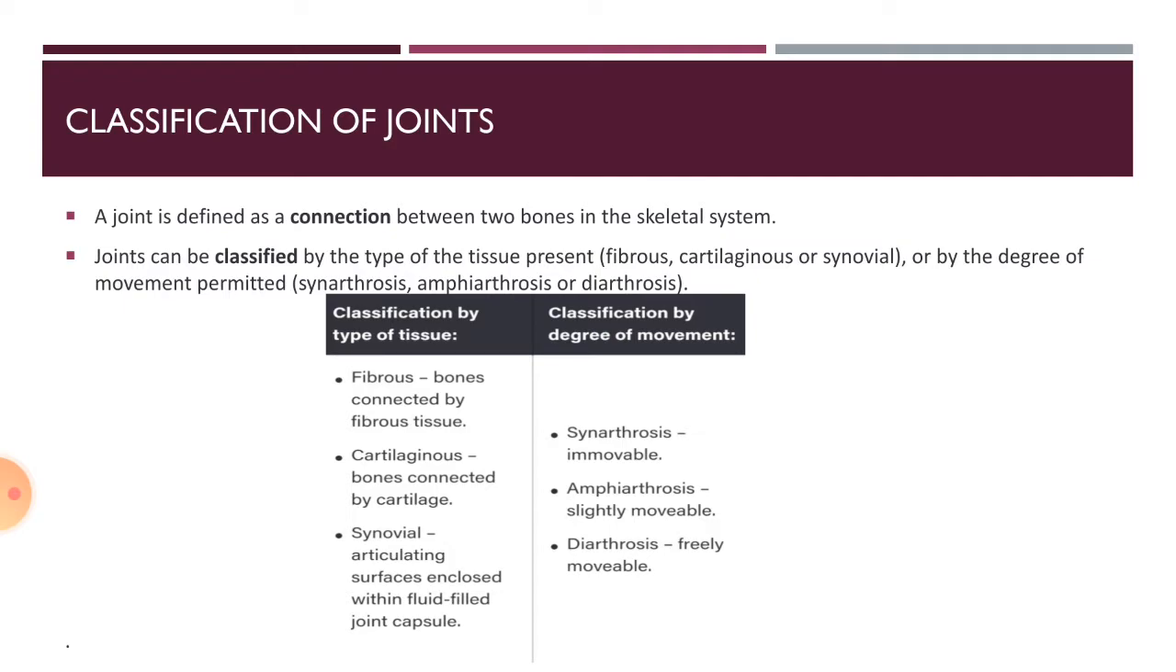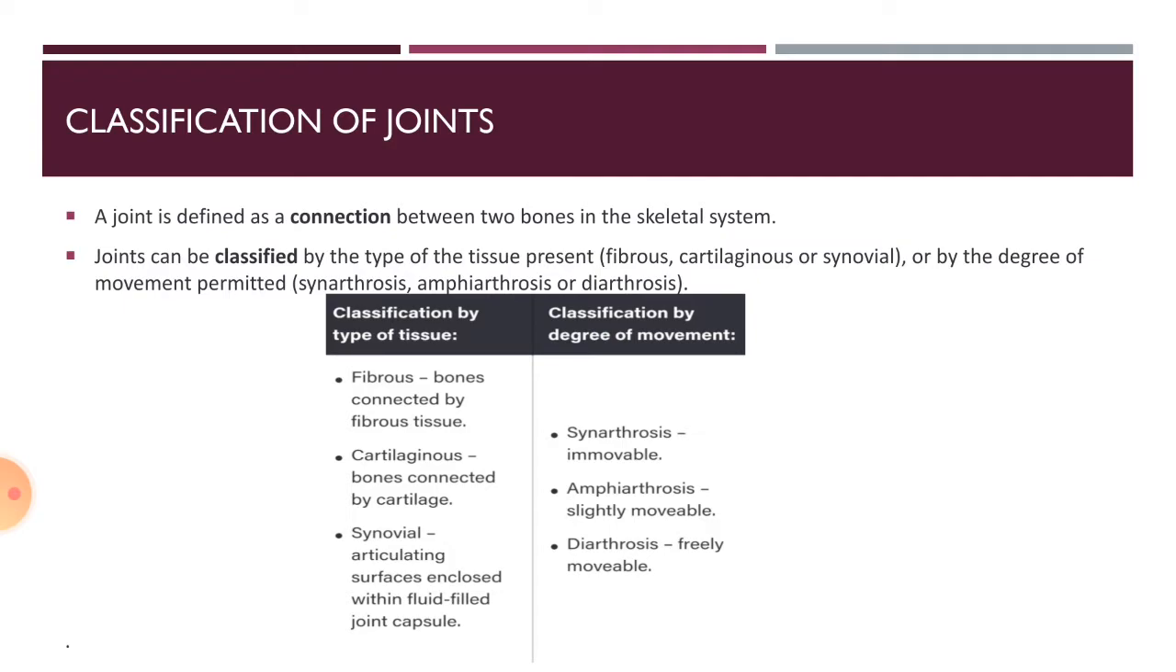First of all, by definition, we know that a joint is a connection between two bones, and on the basis of their structure and movement, we subdivide them into three subgroups. If we talk about the classification by their structure, then we classify them into three subgroups. The first group consists of fibrous joints, and the bones in this group will be connected by a tough fibrous tissue.